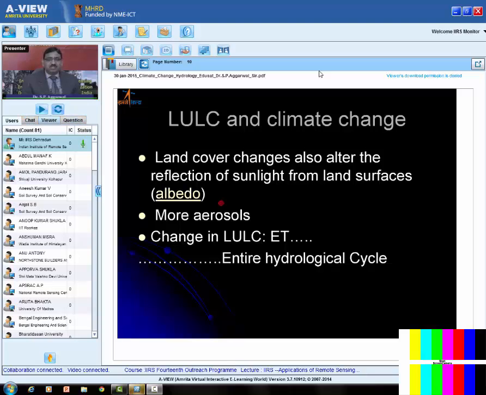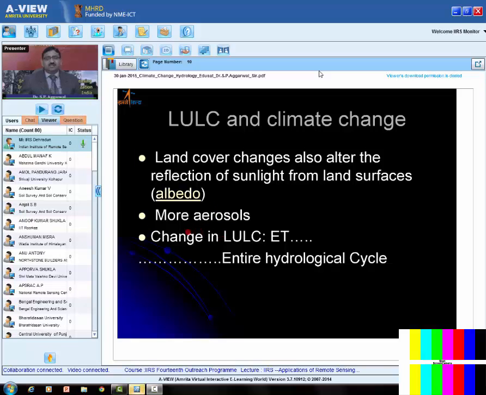Snow has a very high albedo, sometimes 90% or 95%. But when there is no snow, the albedo will reduce, and a lot of energy will be absorbed by the earth. So again it will increase the temperature of the earth, which again will create problems.